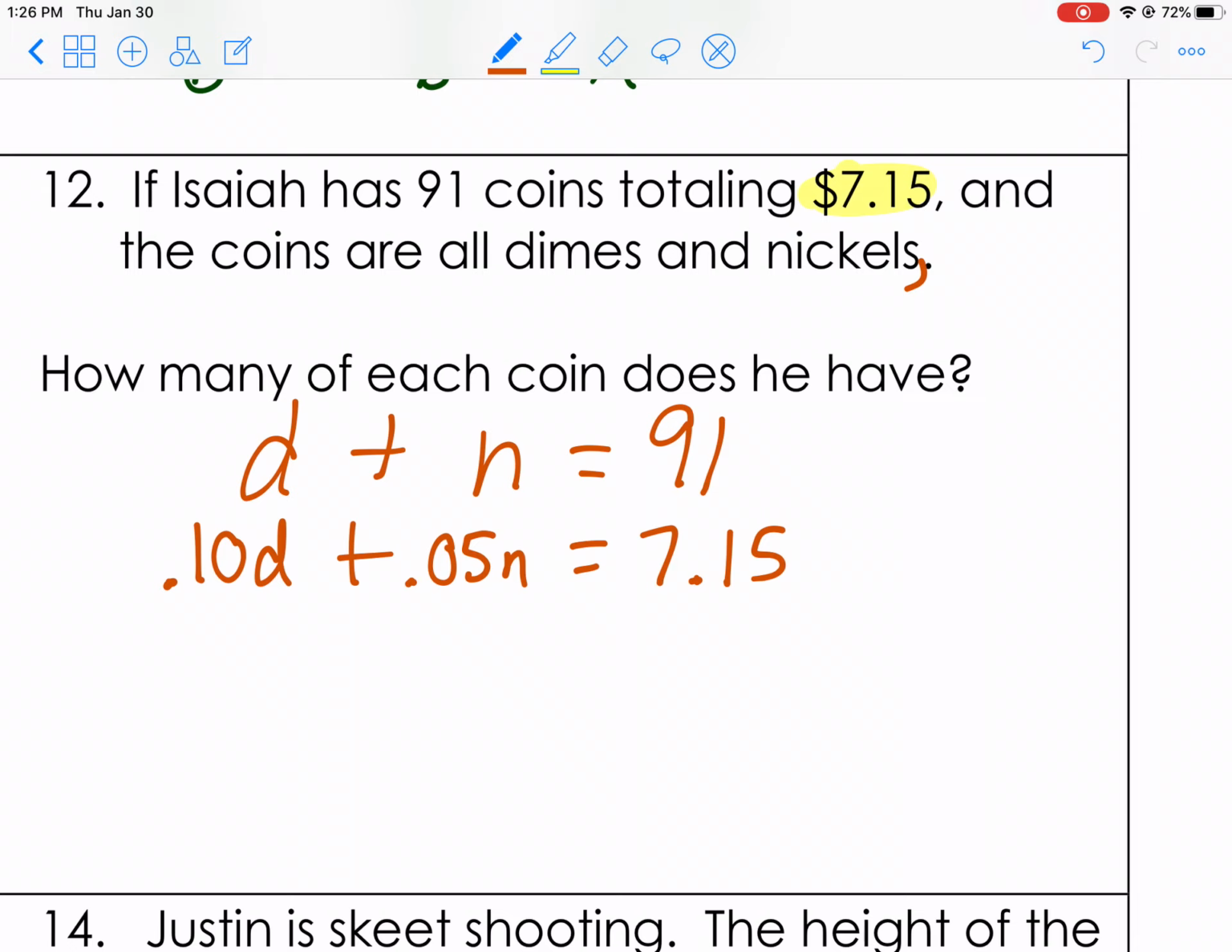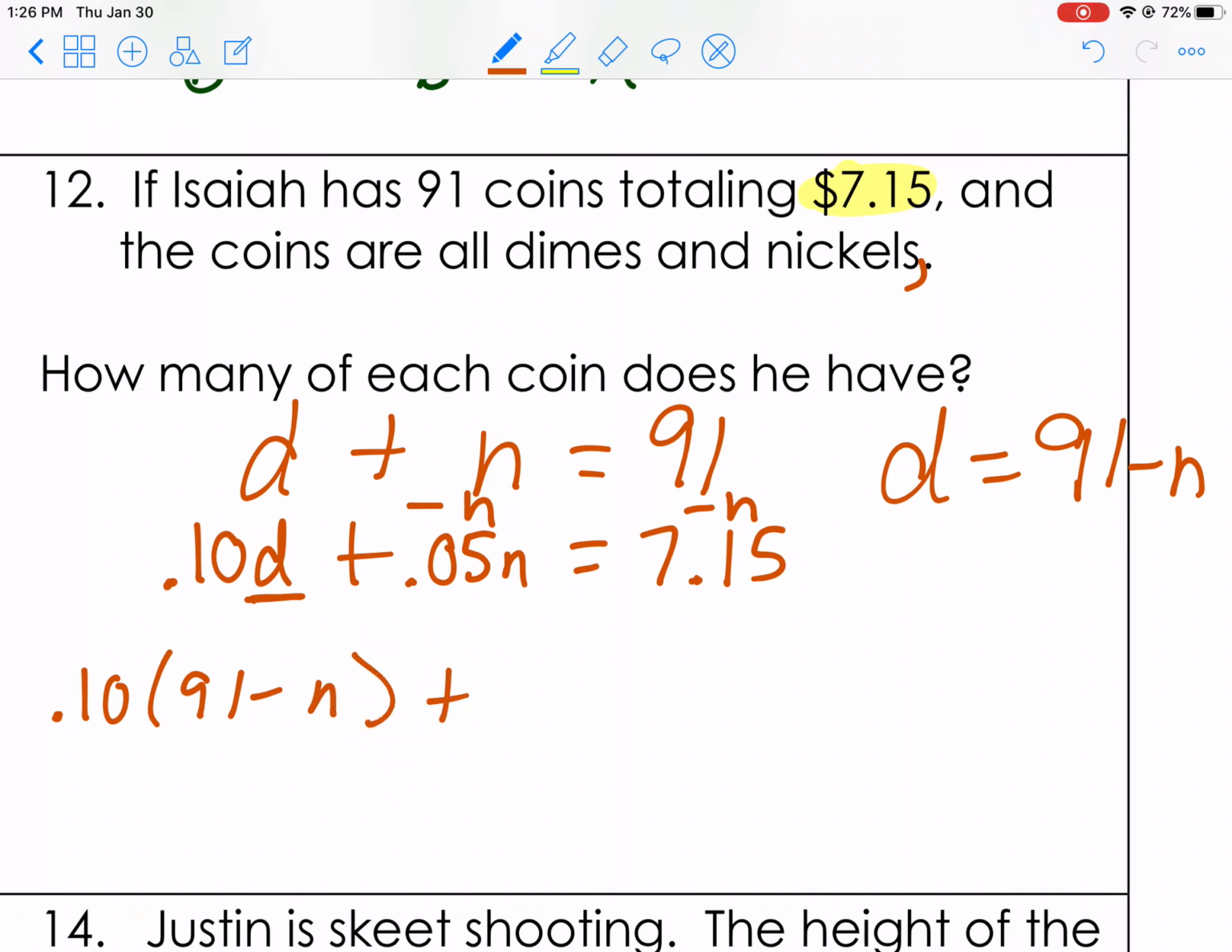Let's use substitution on this one. I'll replace the d by subtracting n from each side. I've solved the equation for d. Now I'm going to put this right in that spot. 0.10 times 91 minus n, plus 0.05n equals 7.15.